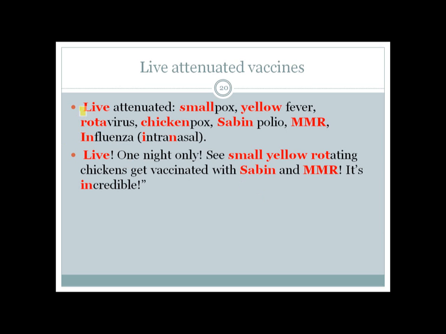So the live attenuated vaccines are smallpox, yellow fever vaccine, rotavirus, chickenpox, Sabin polio, MMR, and the intranasal influenza. So live, small yellow rotating: the smallpox, yellow fever, rotavirus, and then the chickens. Chicken for chickenpox, Sabin polio for oral polio vaccine, and MMR for measles, mumps, and rubella, and incredible for influenza, which is the intranasal influenza vaccine.